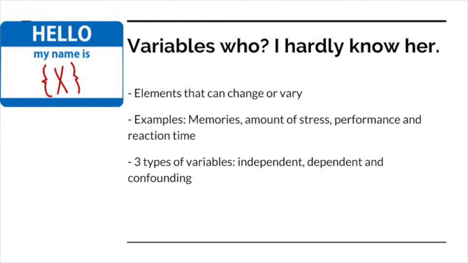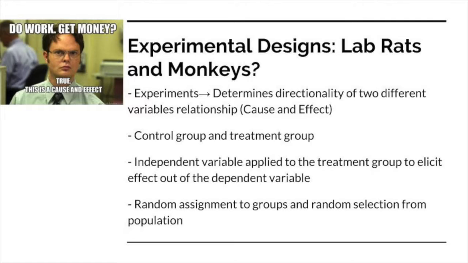First, we need to establish some baseline definitions to further understand future topics. What are variables? Variables are elements that can change and vary. Examples of variables are memories, amount of stress, performance, reaction times, etc. Later in this video, we will talk about different types of variables that are used in different types of research designs. Experimental designs allow us to see the directionality of relationships between variables. Experiments are used to determine cause and effect.